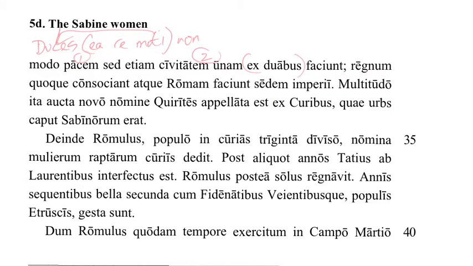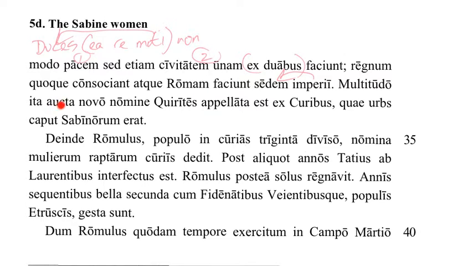What else do they do? Regnum quoque consociant. Okay, so it looks like another direct object here. And regnum is a direct object of consociant. And the duces are probably still the subject. So duces, consociant, regnum. And vacuant, Romam sedem. They make one direct object something else. The sedem imperii, so they make it like the capital of the new state.